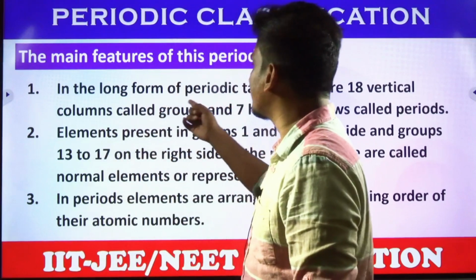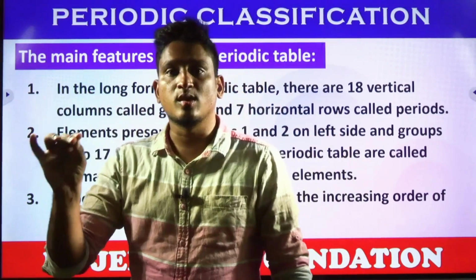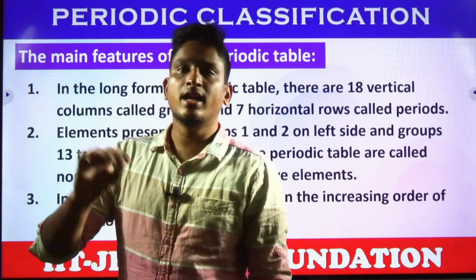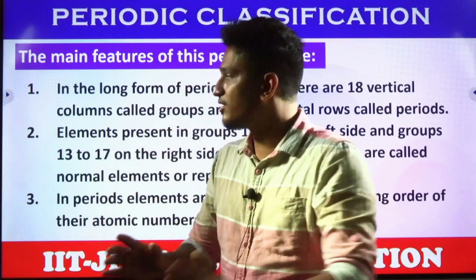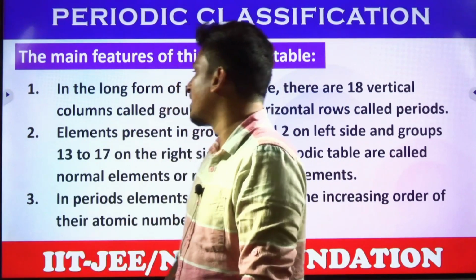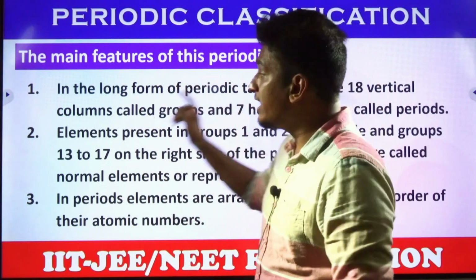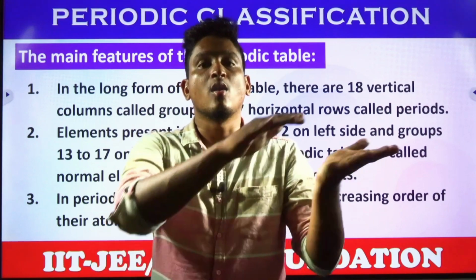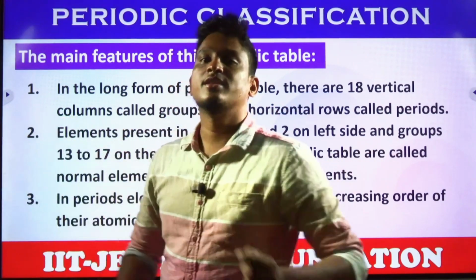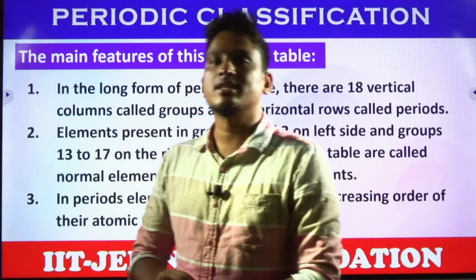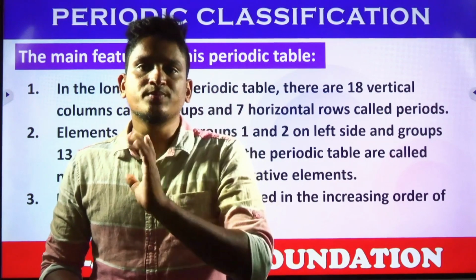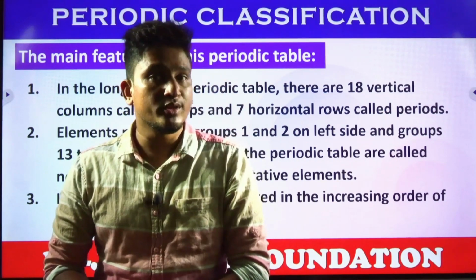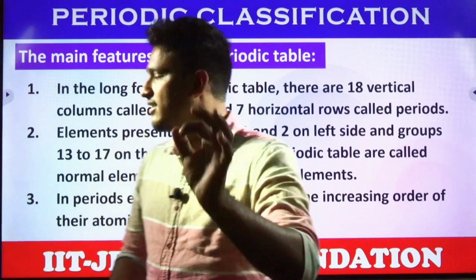In the long form of the periodic table, the modern periodic table is also called the long form of the periodic table. Mendeleev's periodic table is called the short form. Why? Because it is like an extension to Mendeleev's. So there are 18 columns. Columns are called groups. I said no, groups. These are groups. And horizontal rows are called periods. So in the modern periodic table, all the elements are classified into 18 groups and 7 periods. Students, how many groups? 18 groups and 7 periods.